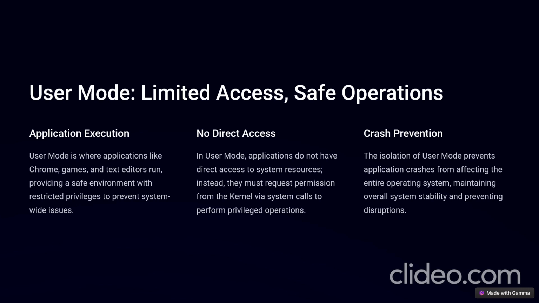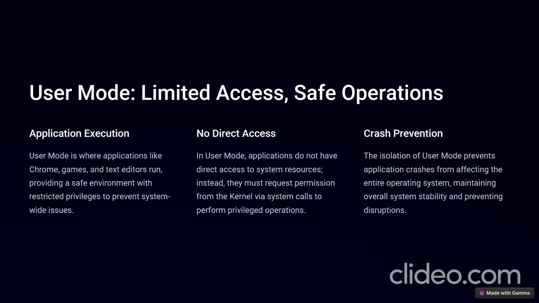Instead, it must request access through something called a system call. The operating system acts as a middleman, ensuring that apps don't interfere with sensitive system processes. User mode is where applications like Chrome, games, and text editors run, providing a safe environment with restricted privileges to prevent system-wide issues.